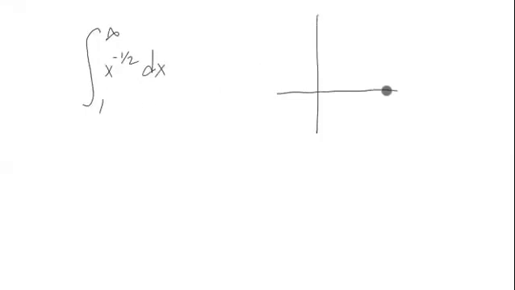Let's talk about what it means for an improper integral to converge or diverge. So an improper integral is one with a problem point at an endpoint or in the middle somewhere. So, for instance, if we have something like x to the negative 1/2, and we're going from 1 to infinity, what does that look like? So x to the negative 1/2, that's like 1 over square root of x. So as x gets very large, this whole thing is going to 0. So it's going to come down and get close to 0 down here.